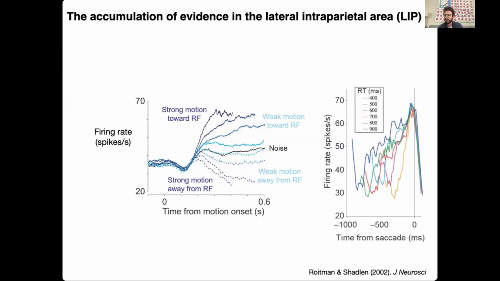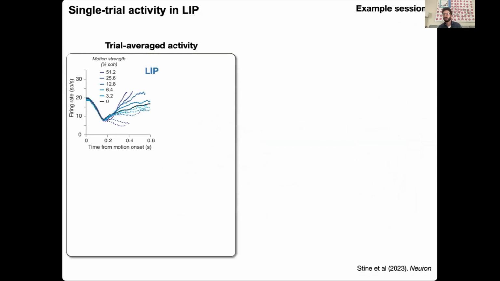One other thing is that when you align the activity to the time of the saccade, to the time of the eye movement, activity seems to coalesce to a stereotypical firing rate as if some threshold is being applied to that. So again, consistent with this idea that there's a decision threshold being applied to this activity. All right, so I'm going to show you one example session that I collected using our Neuropixels probe.